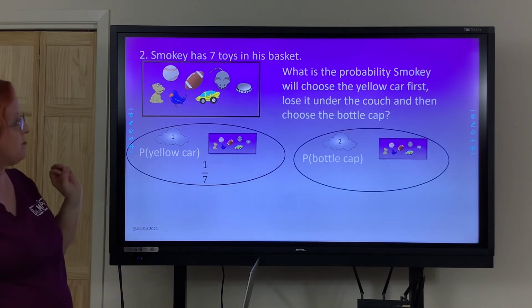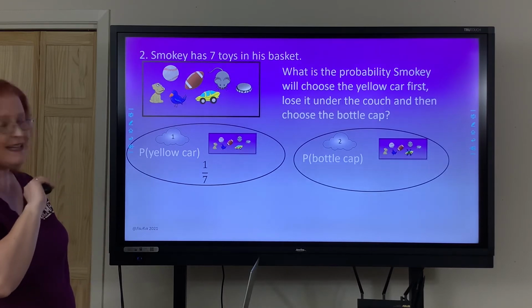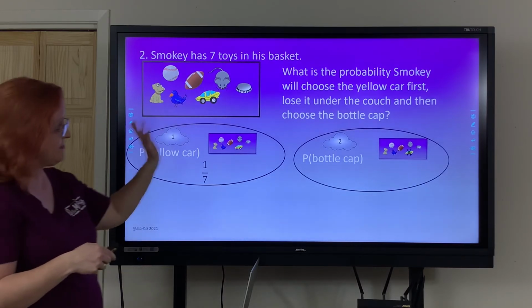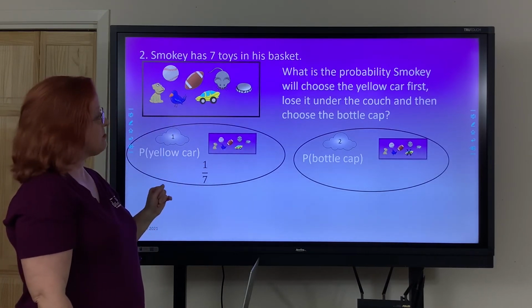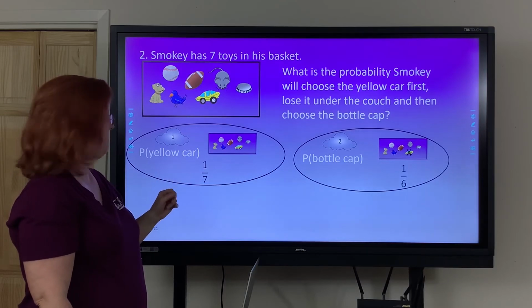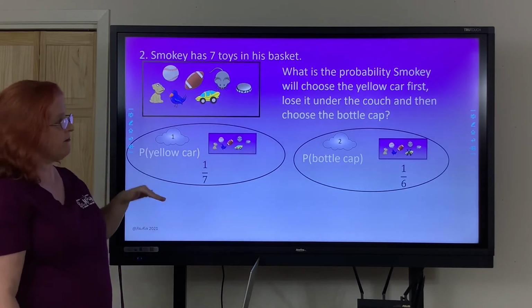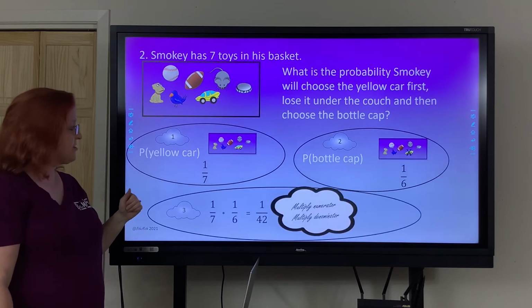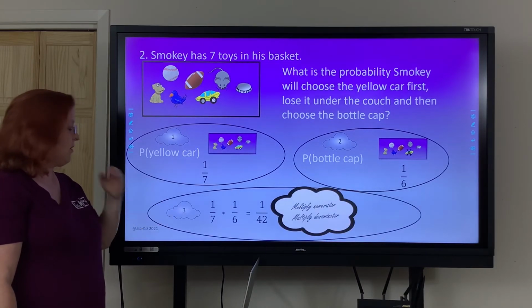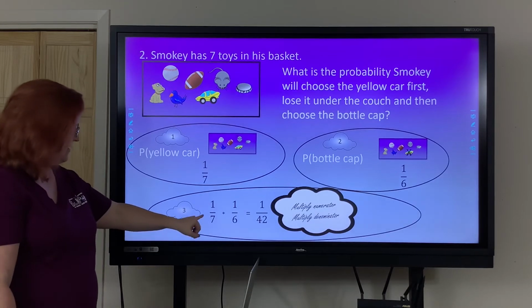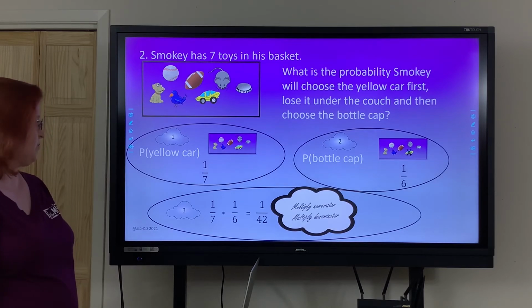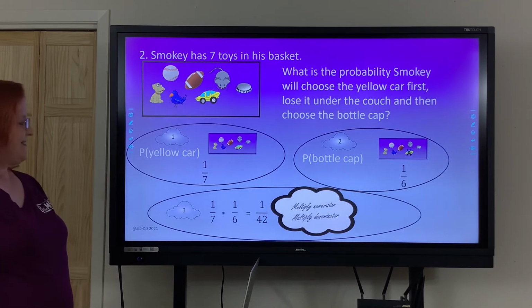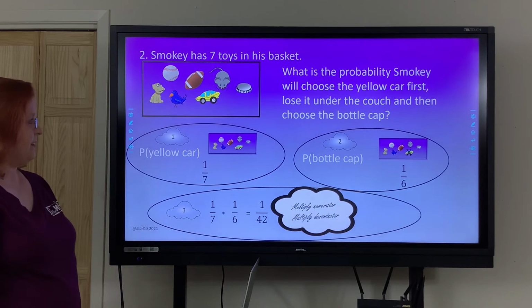So our choosing the bottle cap. So his yellow car is no longer in the basket. It's gone. It's been X'd out. So now, how many items are in the basket? Well, there's only 6, and there's only 1 bottle cap. So 1 bottle cap out of the 6 that are left. And then our third step is just multiplying our fractions. So 1/7 times 1/6 equals 1 out of 42 possible. That's not a very high probability for him doing that particular action.